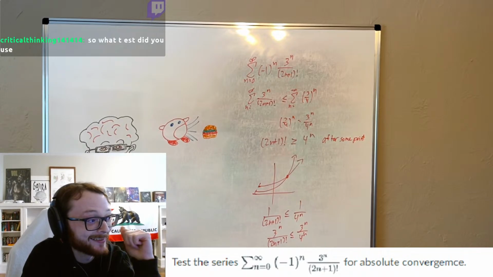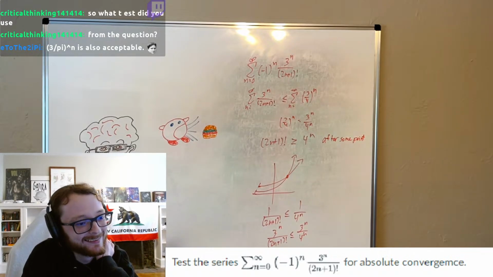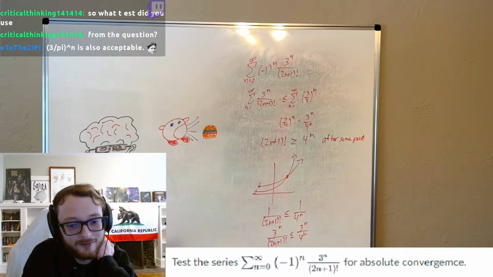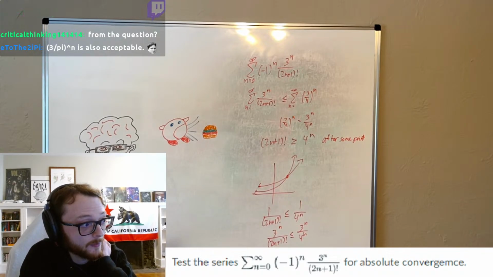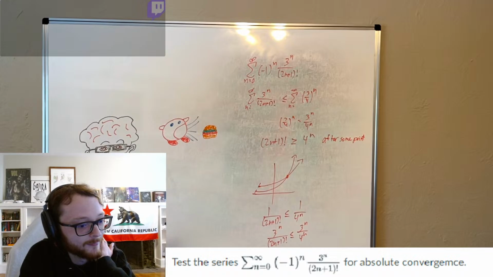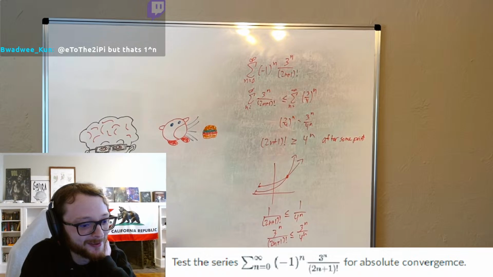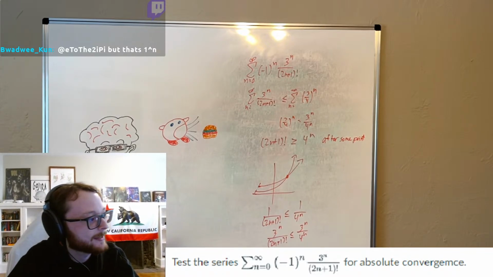Three over pi to the n? It is, if you want to be difficult. What test did you use? Are you asking, like, this is the comparison test. I didn't actually write it, but the justification that's on the board is comparison test. That's 1 to the n, Padwe says. Yeah, because 3 over pi is 1. Everyone knows it. That's the limit comparison test. I did just comparison.